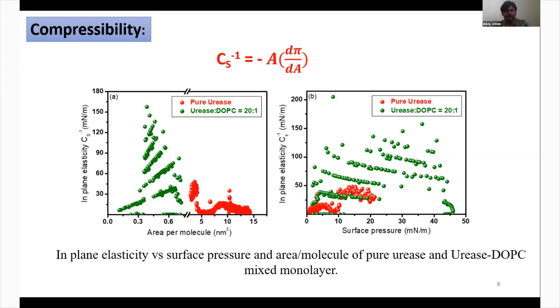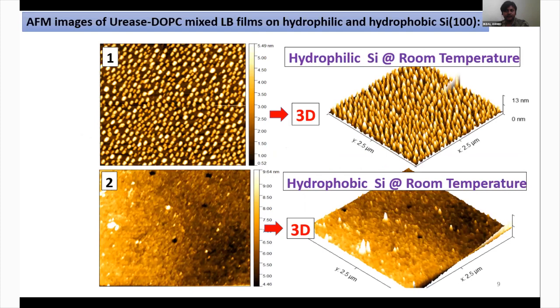So what we have done is prepare Langmuir-Blodgett thin films with this urease-DOPC mix system, and then characterize them with atomic force microscopy. Image one shows the urease-DOPC mix system on a hydrophilic surface. I'm not going into the details of how we make the silicon surface hydrophilic. On the hydrophilic surface, you can see the round things, these are the proteins. So native proteins look like this. I have also kept a 3D representation here for better visualization. So we found that on a hydrophilic surface, the protein retains its native structure.